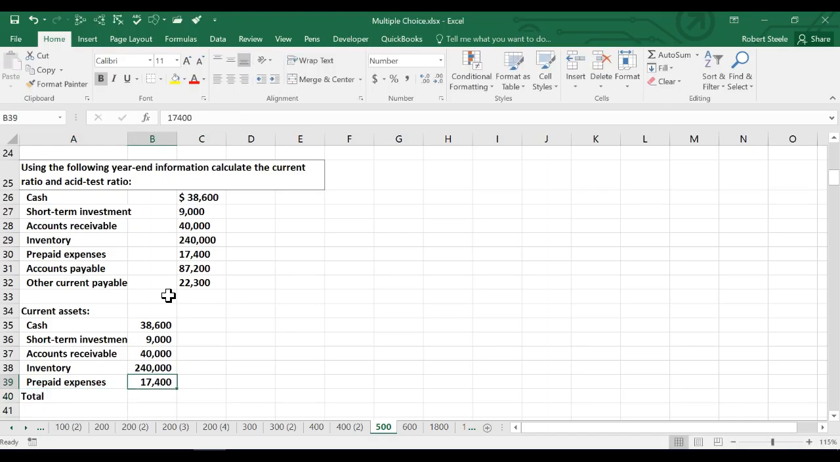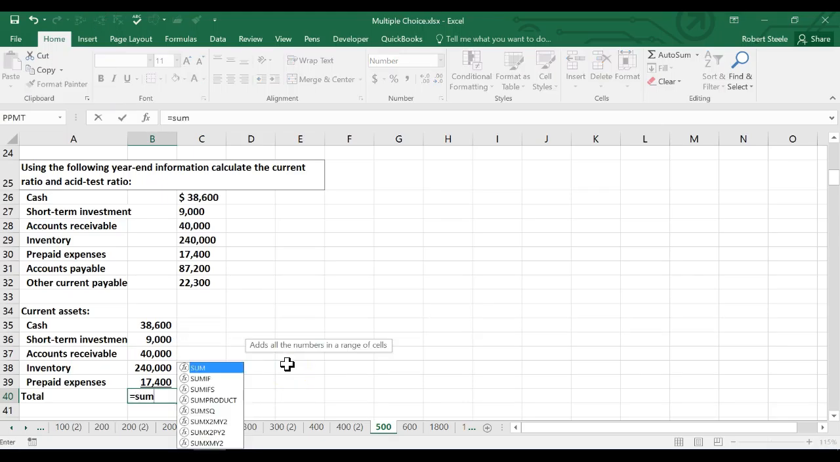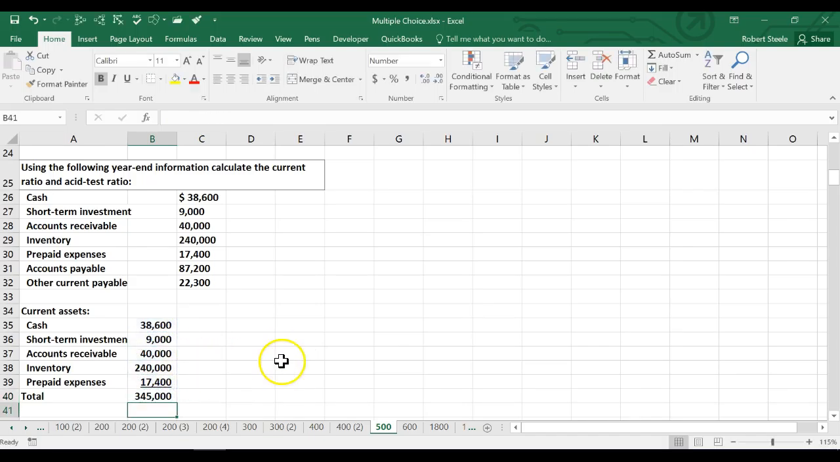I'm going to sum that up. I'm going to underline, home tab, font group, underline, and just add those numbers up. The sum equals this plus this plus this plus this plus this, giving current assets of 345. Now let's do current liabilities.